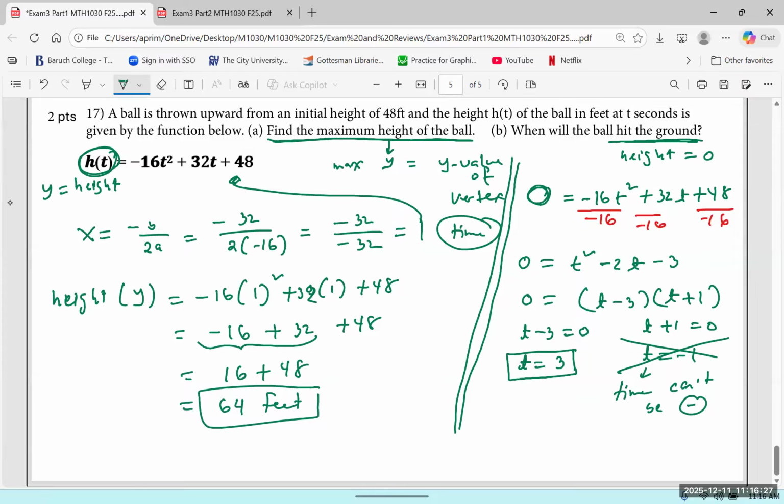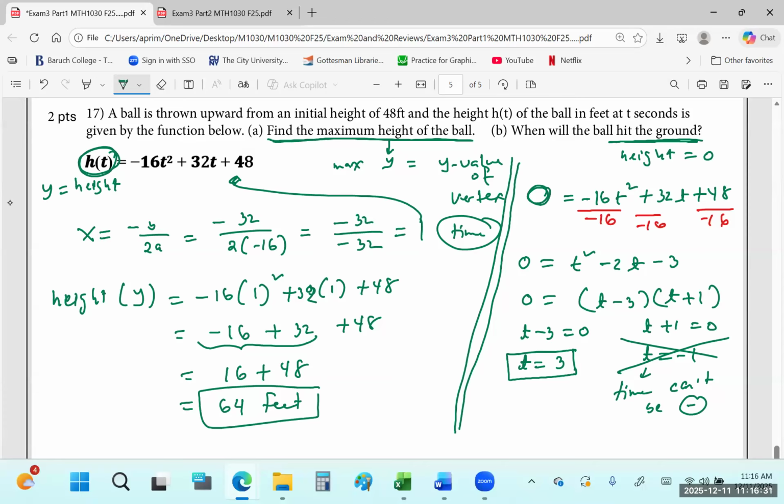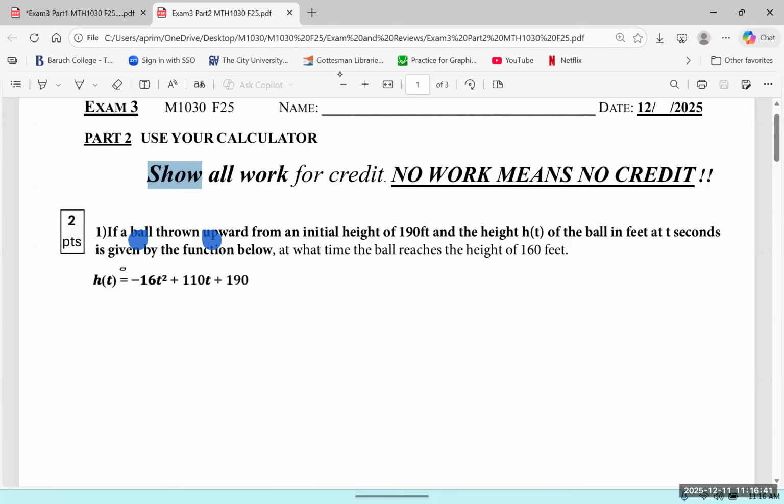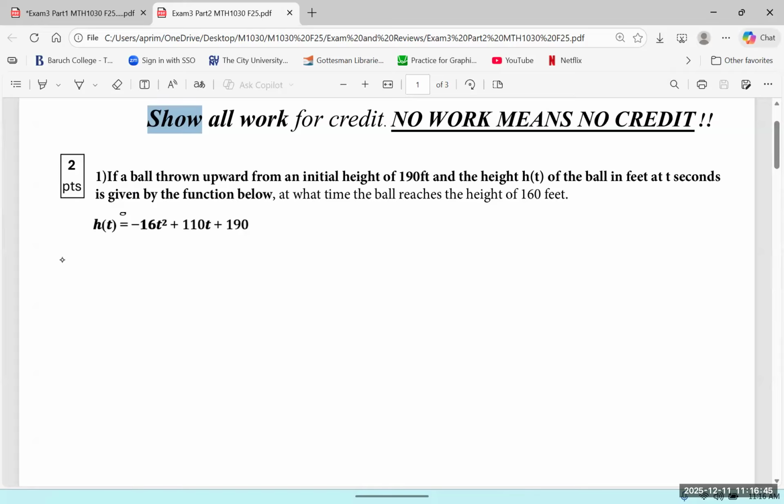So that ends our first part. Now, the second part starts with the same question. Let me pull out the second part. I have it here. See, same question, the calculator part. So you have to see what is given here.